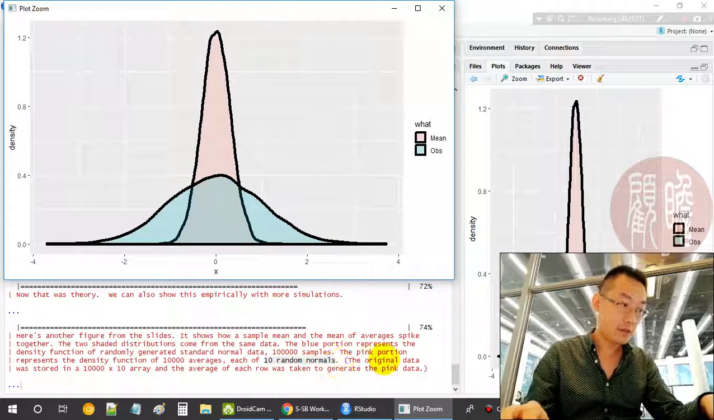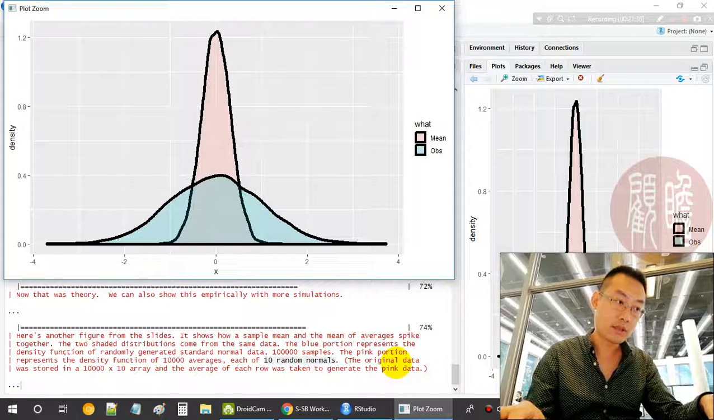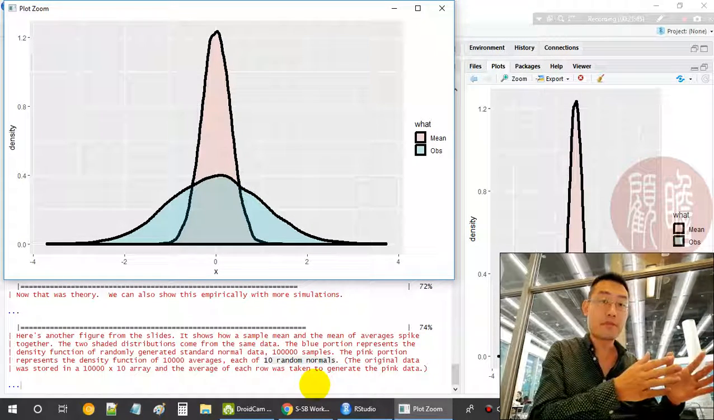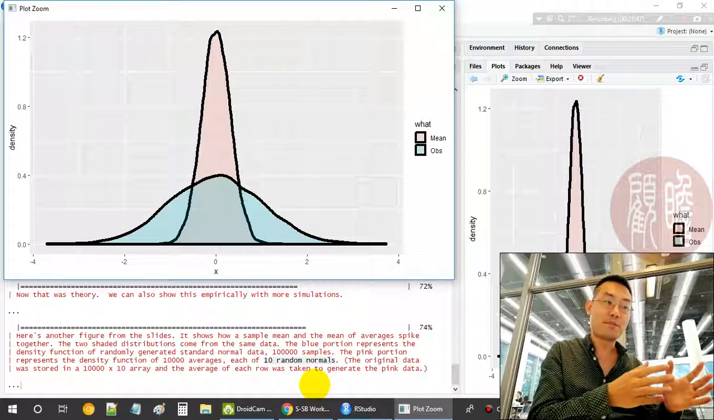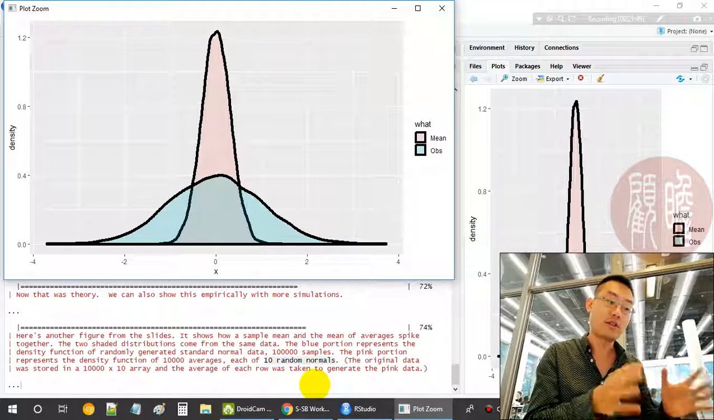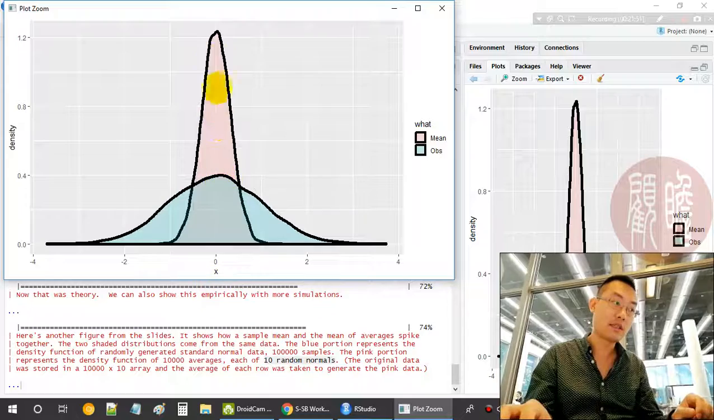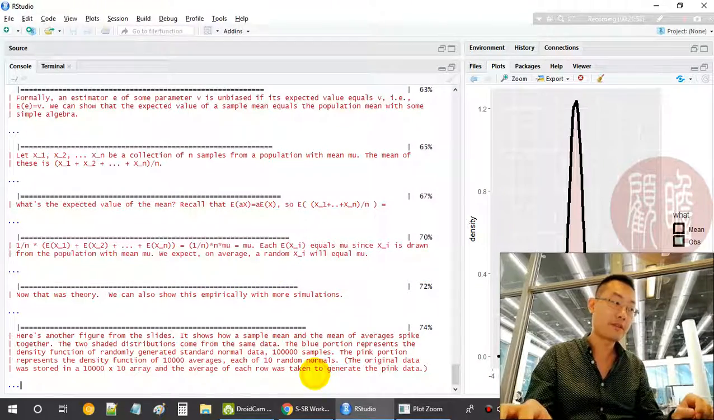The original data was stored here, and the average of each row was taken to generate the pink data. So the pink data is the sample mean values. There are 100,000 mean values of the samples, and using these 100,000 we plot this pink curve.